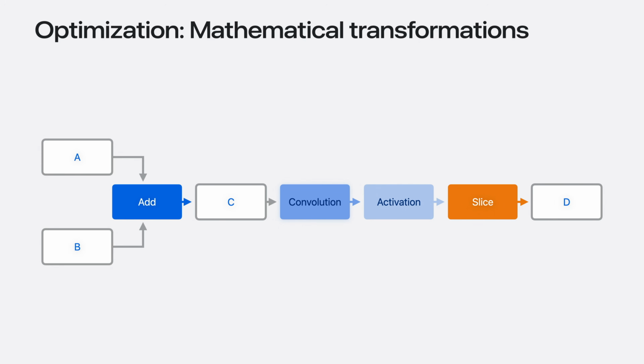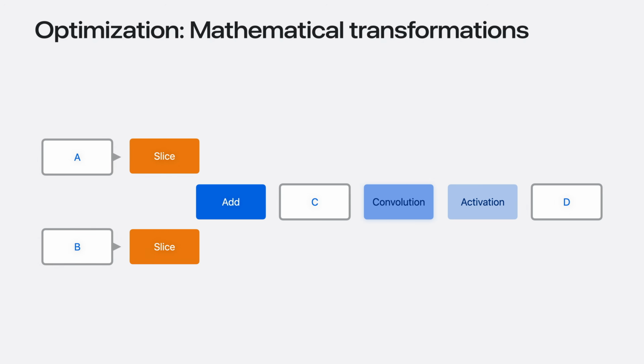BNNS graph's optimizations include mathematical transformations. In this example, the slice operation is the last layer. This means all the preceding operations act over the entire tensor rather than just the slice. The mathematical transformation optimization moves the slice to the beginning of the model so that BNNS only needs to compute the subset of elements in that slice.